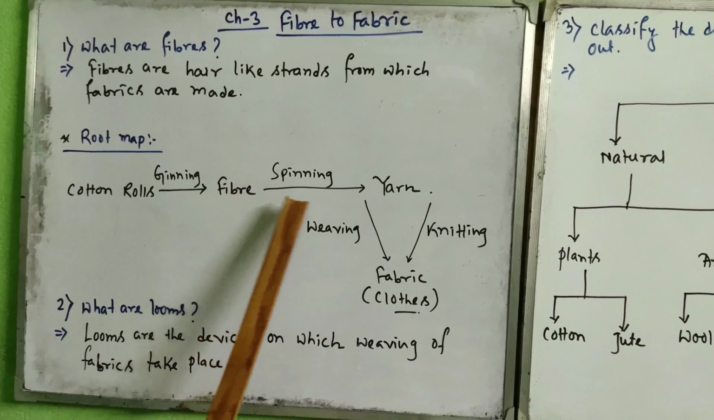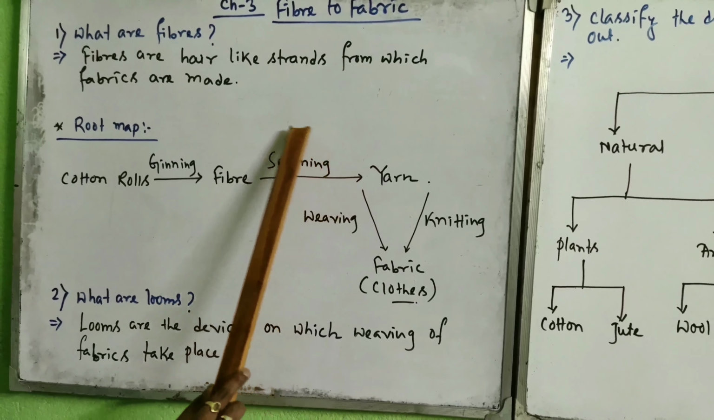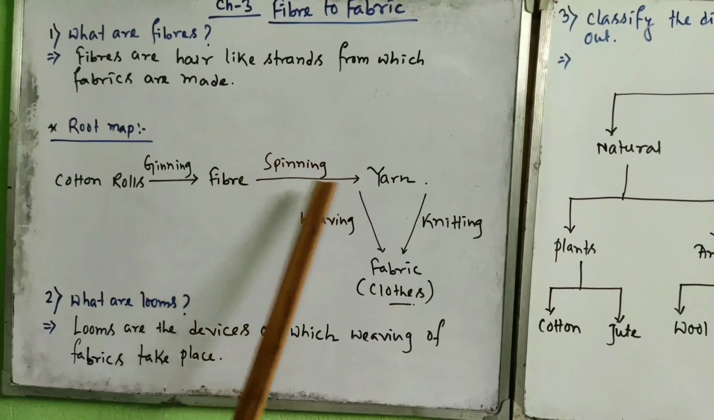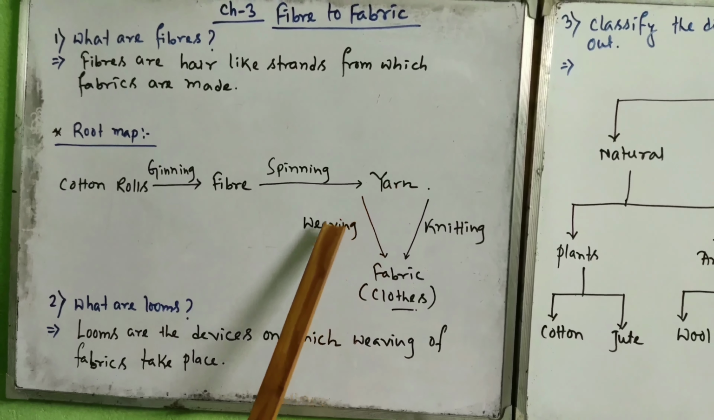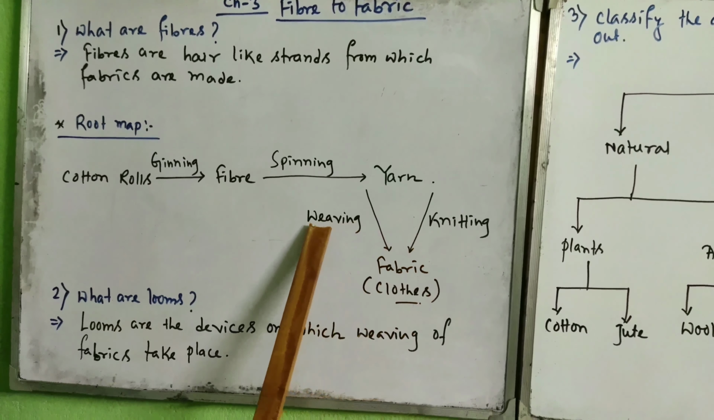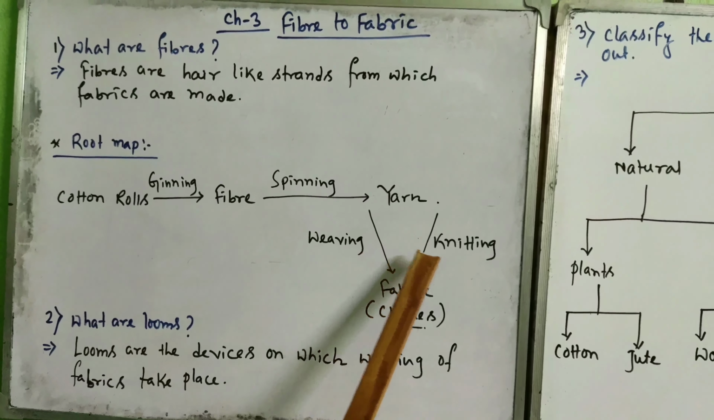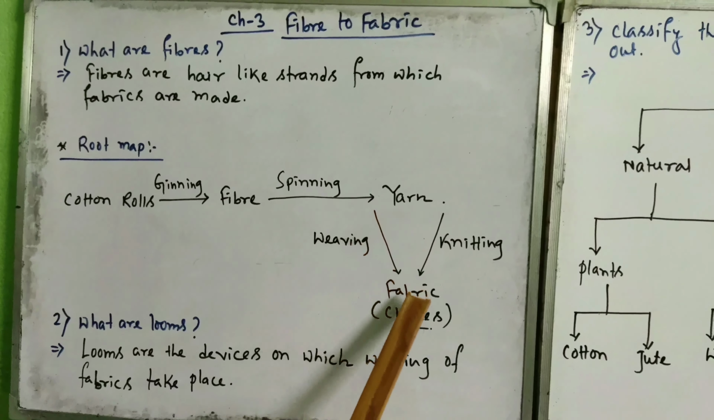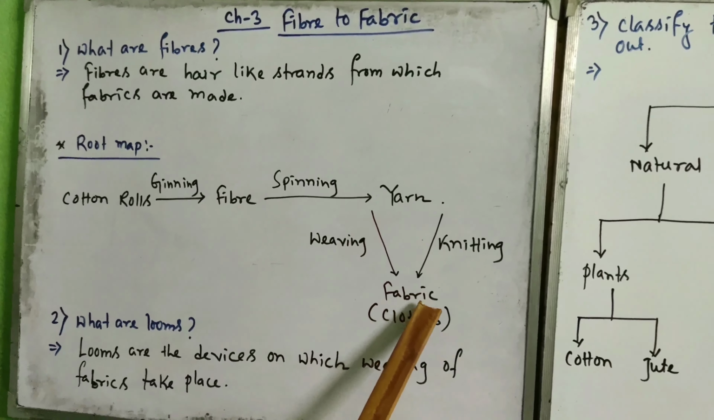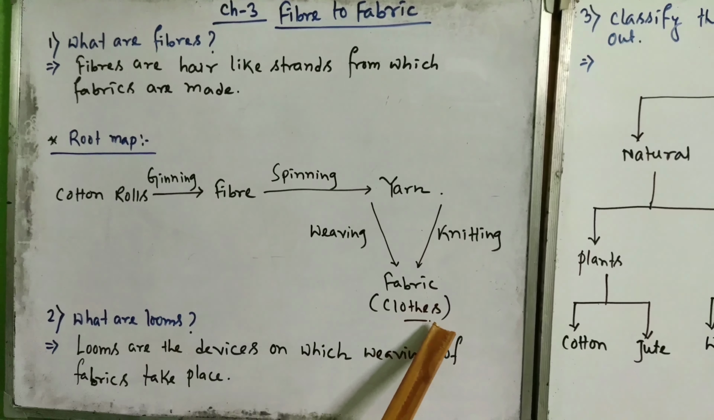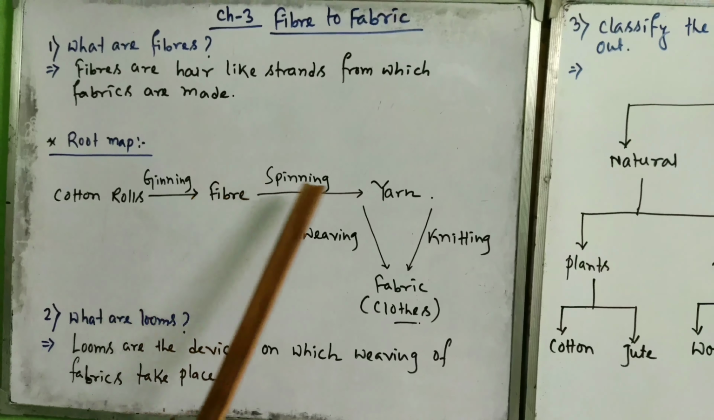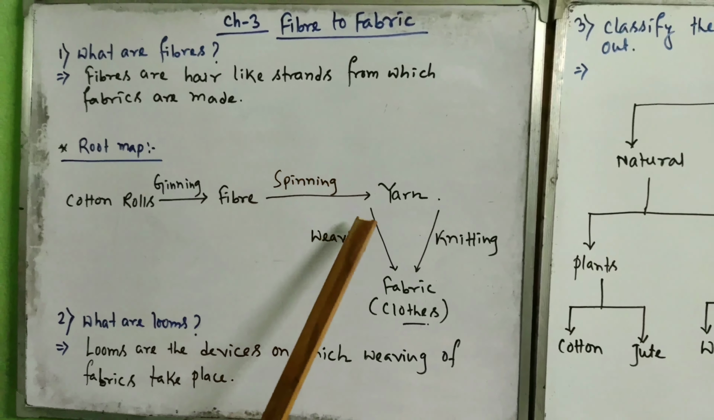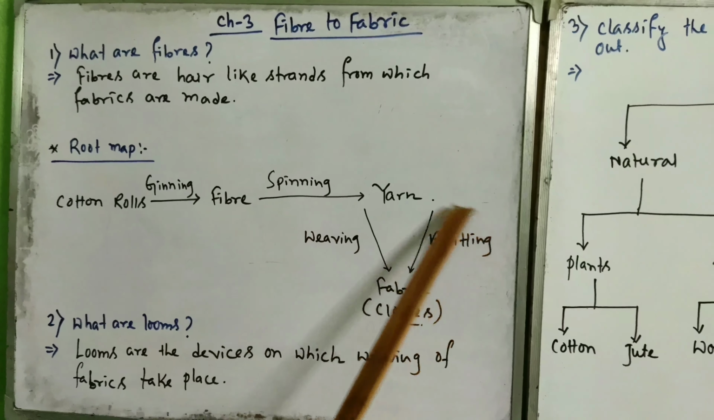Then from fiber, if you apply the spinning method, you will get yarn. And from yarn, if you follow either of two steps, weaving or knitting, then you will get your desired fabric, which means clothes. Before that, you have to know what ginning, spinning, weaving and knitting are. These things you have to learn first.